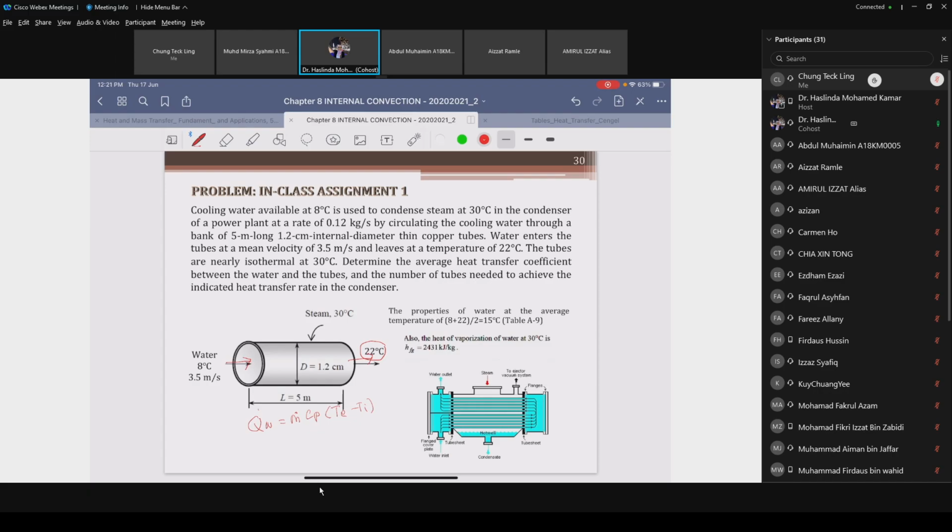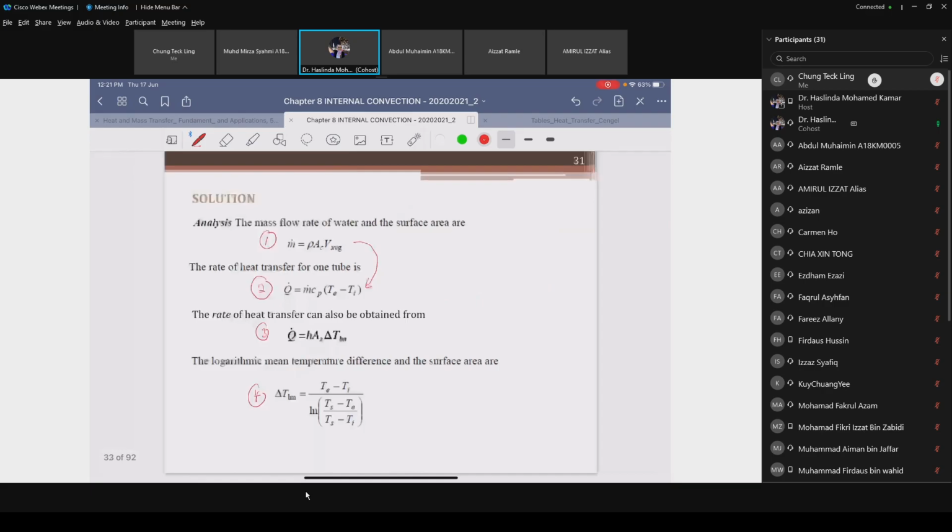To determine this one, it is not mass. What is this? This is velocity. Yeah, the unit is meter per second. Okay. So to determine Q dot of water, you need to determine M dot first. Because of that, this is the formula to calculate the M dot. Boleh? Faham tak?